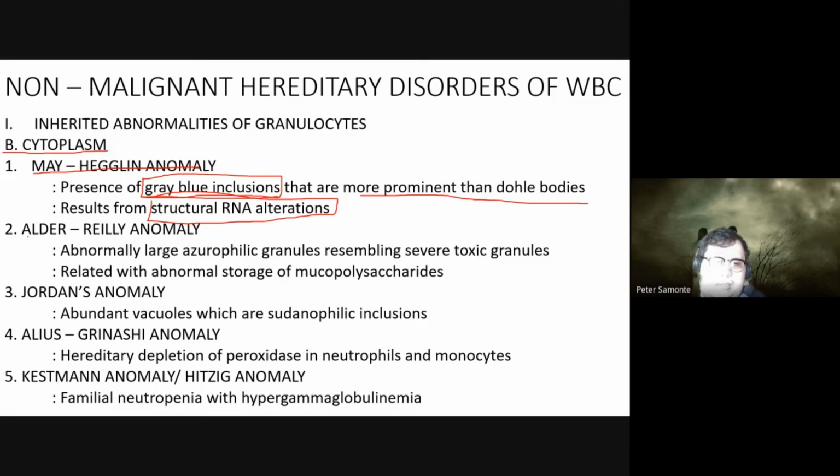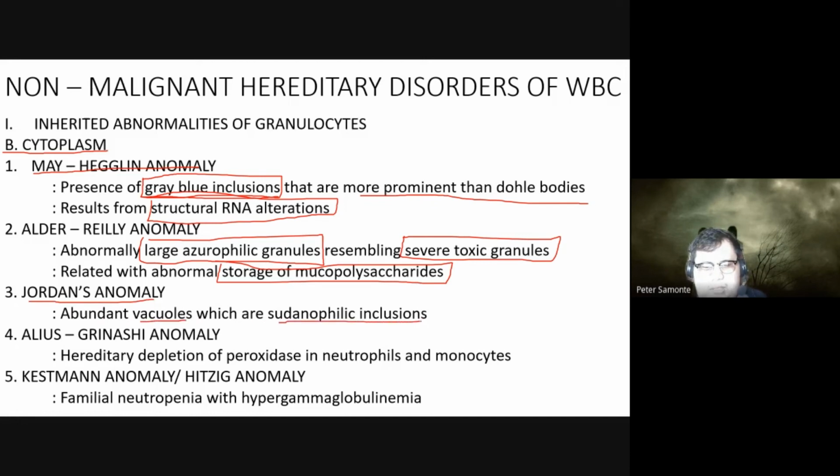Another one would be your Alder-Reilly anomaly. Now, your Alder-Reilly is characterized by large azurophilic granules. They would resemble severe toxic granules related with abnormal storage of mucopolysaccharides. And then we also have your Jordan's anomaly, abundant vacuoles, which are Sudanophilic inclusions. So Sudan is related to your fats. Mamaya I'll show you a picture of this. Then we also have your Chediak-Higashi anomaly, which is the hereditary depletion of peroxidase in neutrophils and monocytes.